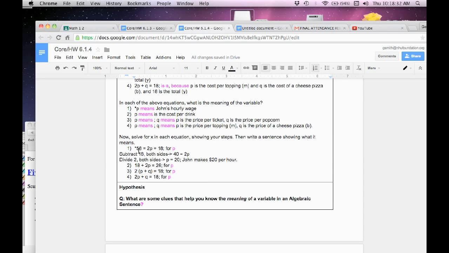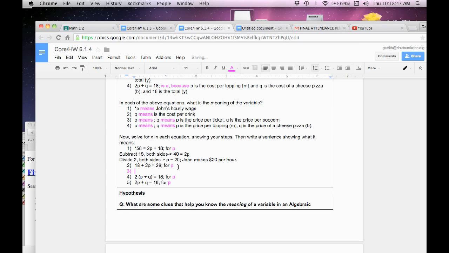Okay, now solve for x in each equation, showing your steps, then write a sentence showing what it means. Okay, so on the first one, we subtract 18 from both sides to get 40 equals 2p. Then we divide by 2 on both sides, so we get p equals 20. And since p is John's hourly wage, then he must be making $20 per hour.